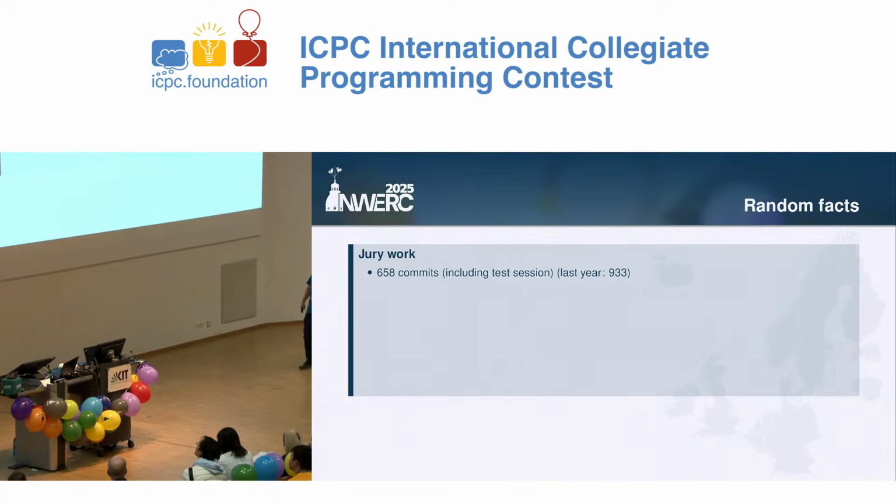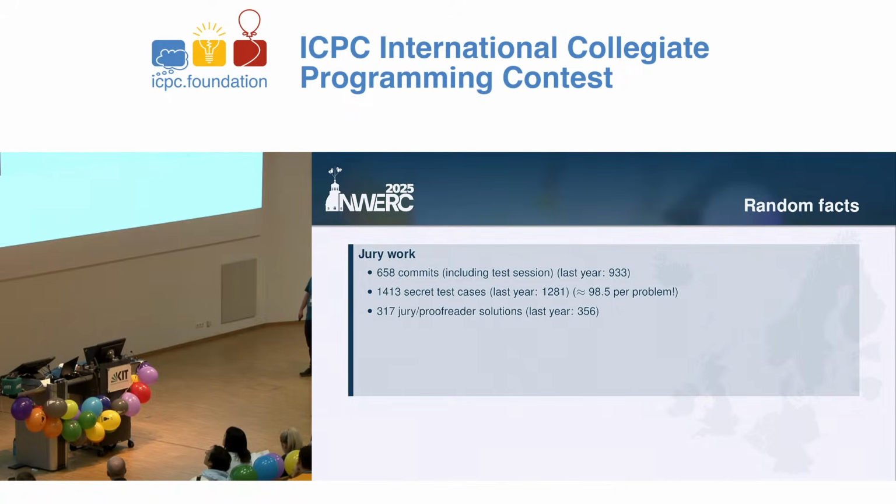We also have some stats about our jury work. So this year we made do with quite fewer commits than last year. However, we did have a lot more test cases than last year. Some problems were approaching 200 test cases, and the .NET people didn't even shout at us.